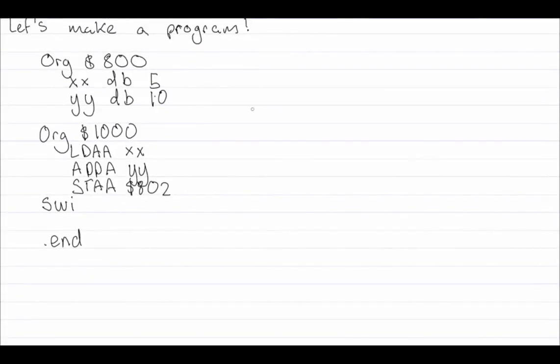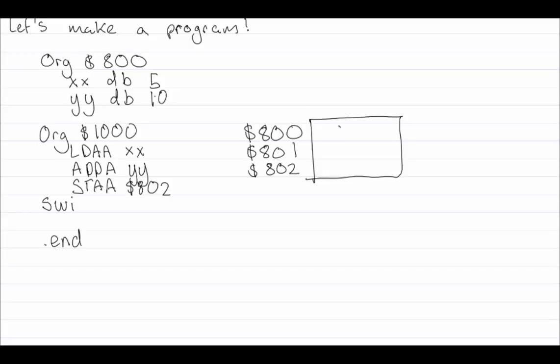So I want to just quickly write out a memory map for this. So at 800, 801, and 802. At 800 we have the number 05. At 801 we have the number 10. But since in hex 10 is actually equal to A, we have to write out 0A here. And now we added 5 plus 10. 5 plus 10 in hex is equal to F, which is 15. So we write down 0F here. And that's how we basically write a program.